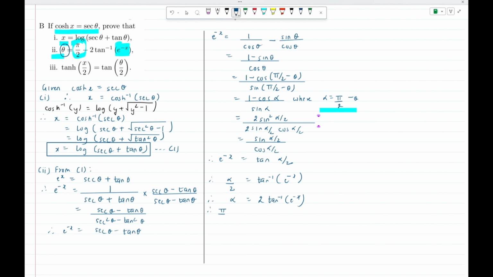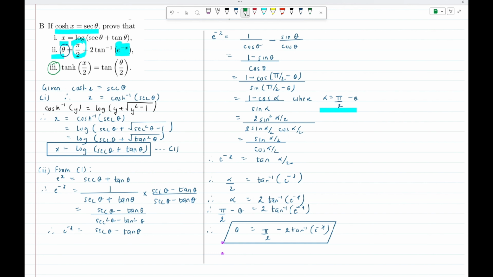So we will be getting pi by 2 minus theta is equal to 2 tan inverse of e raised to minus x, and thus we get that theta is going to be pi by 2 minus 2 times tan inverse of e raised to minus x. So that gives us the second part of the proof. Now moving on to the third part, which is this.